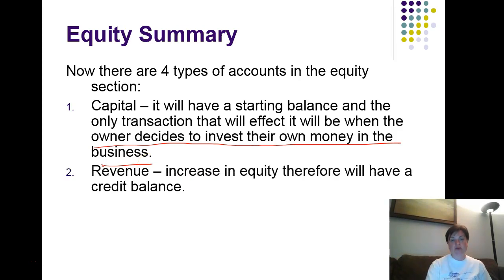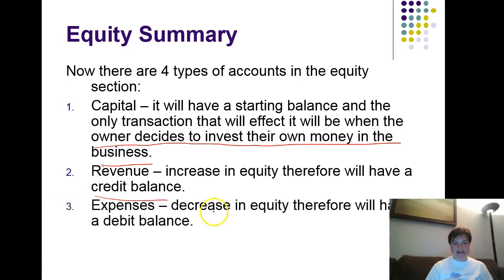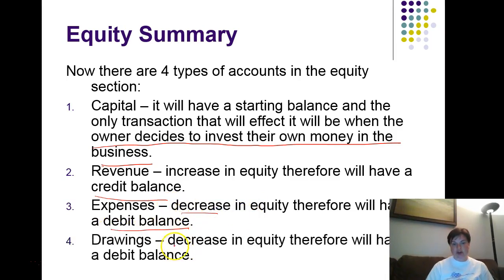We have our revenue, which increases equity and therefore has a credit balance. We have expenses, and these decrease equity, so they have a debit balance. And finally, drawings, which also decreases equity and has a debit balance.